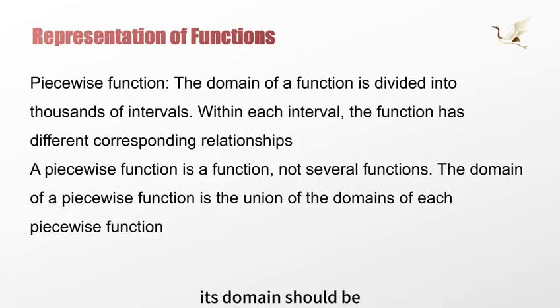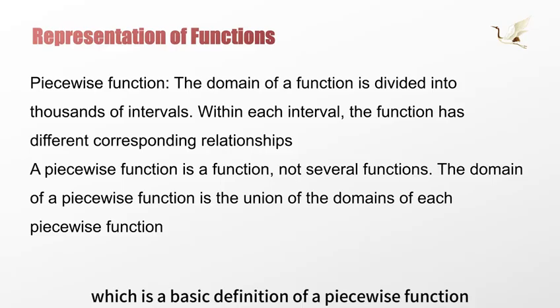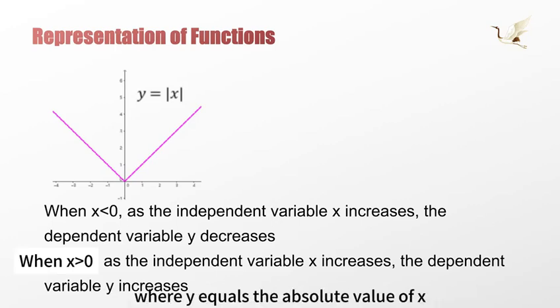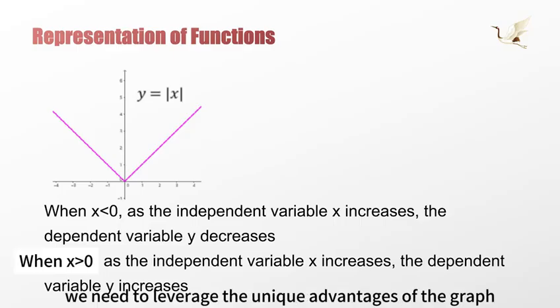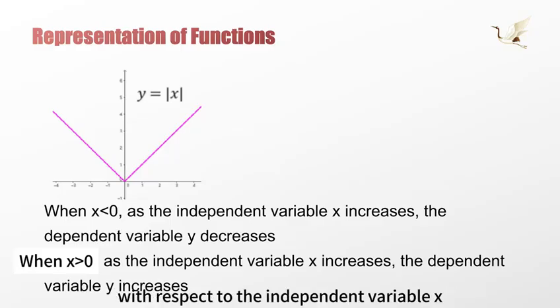Its domain should be the union of the domains of each segment function, which is a basic definition of a piecewise function. Let's go back to the question itself and draw a graph where y equals the absolute value of x. We can easily draw its graph by transforming it into a piecewise function. So, what information can we get from this graph? We need to leverage the unique advantages of the graph, which is that it displays the trend of the dependent variable y with respect to the independent variable x.